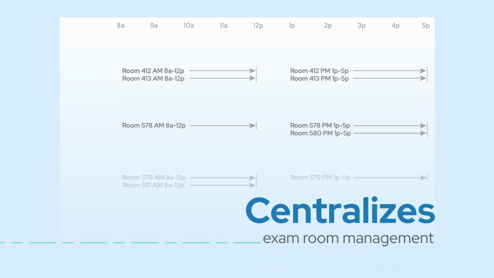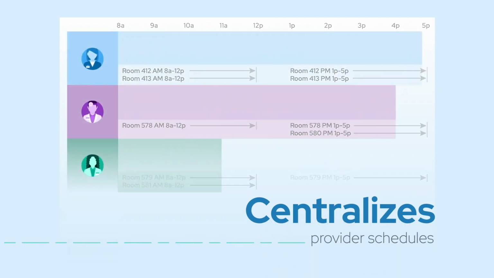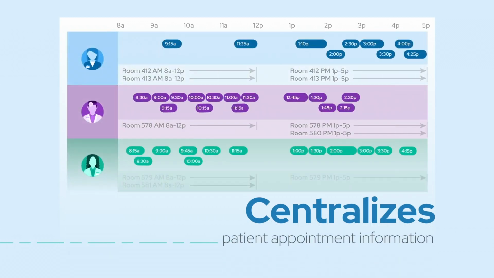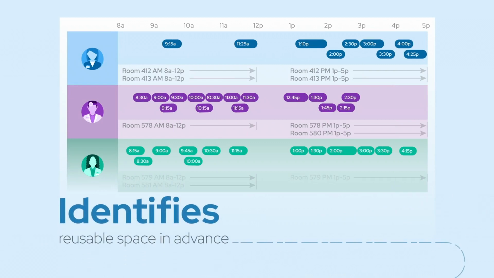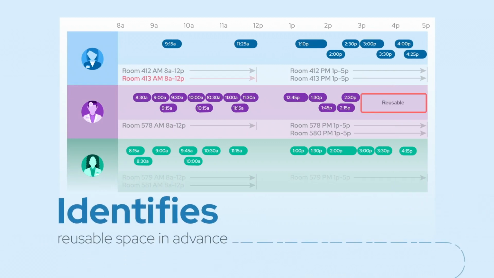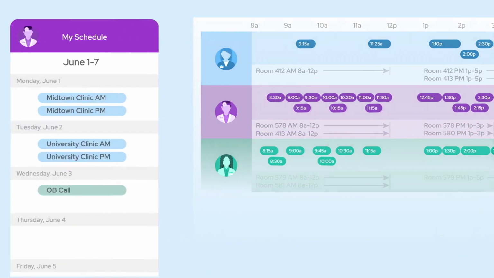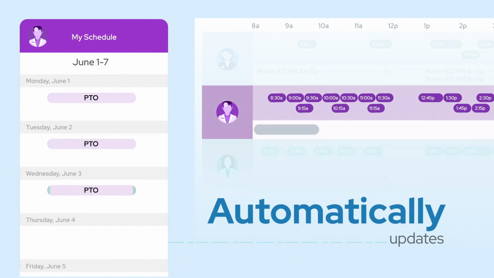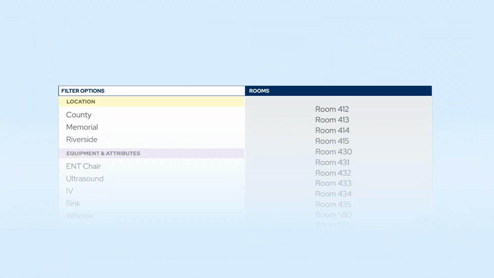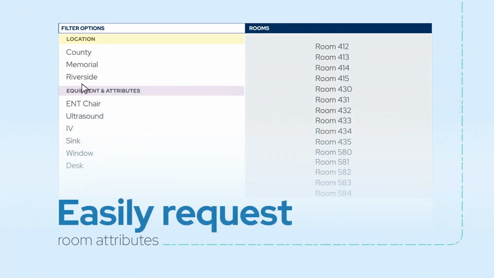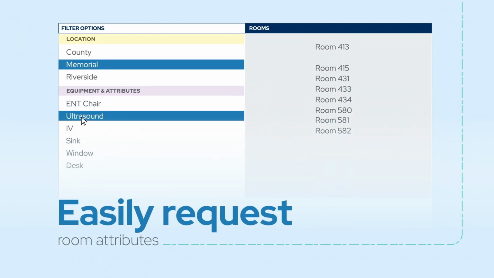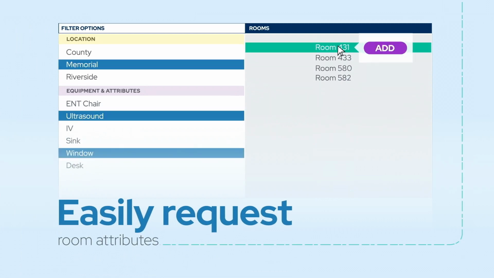QGenda centralizes exam room management, provider schedules, and patient appointment information in a single platform to identify reusable space in advance and enable proactive adjustments to improve utilization. QGenda's room inventory automatically updates when provider schedules change and makes it easier for providers to request rooms based on location, equipment, and other care attributes.